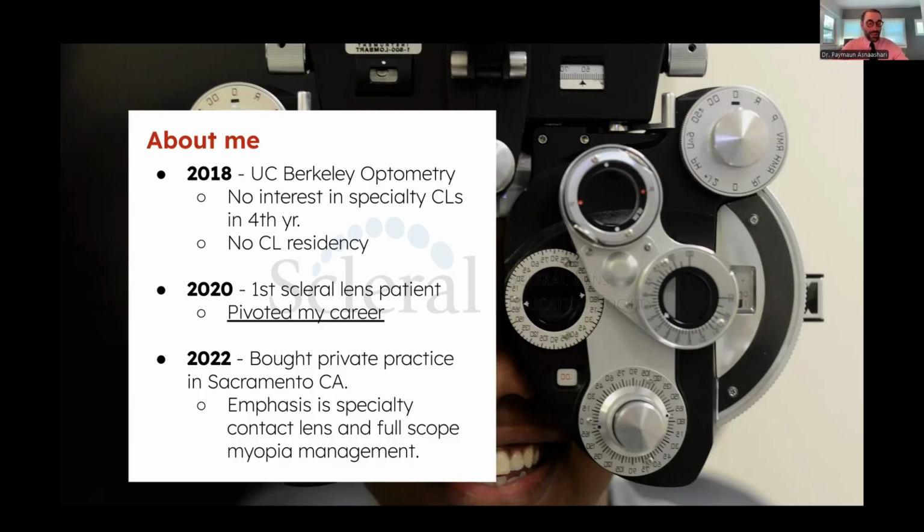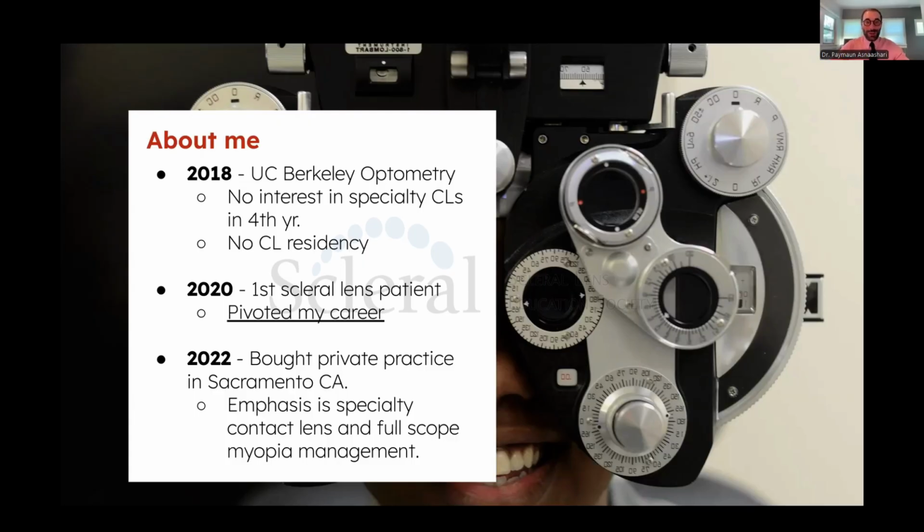And after this case, I just started to want to chase more of these type of fits and chase more scleral lens fittings. When I took over this practice in 2022, this office was very basic and we didn't have any specialty lens experience. I had to essentially start from scratch and build a clientele to fit specialty contacts and do full scope myopia management.